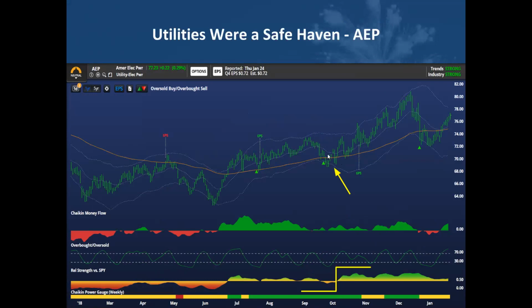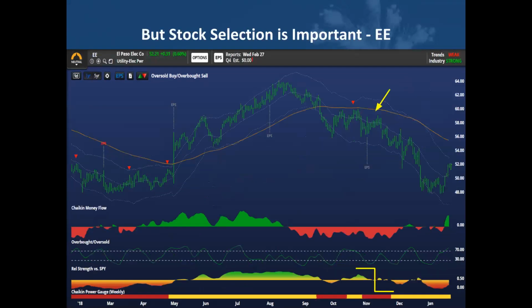Think about what was happening in the market in this time frame. The market was topping and heading lower into that December 24th capitulation low. Had you owned a name like AEP, you could have taken profits and been in a position to capitalize on that extreme level of fear. But stock selection is really important because not all of the utilities were set up favorably.